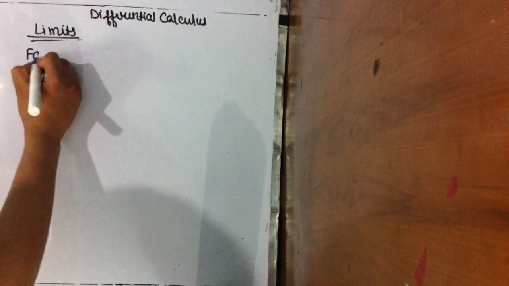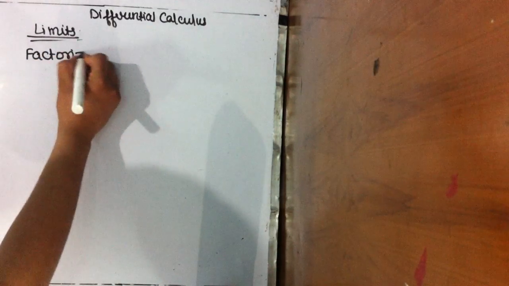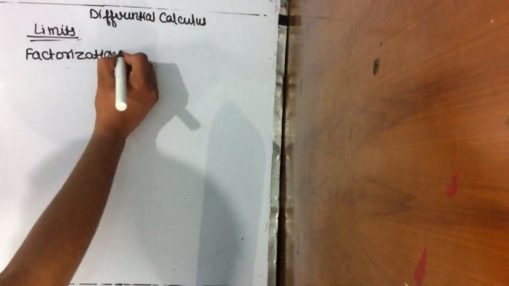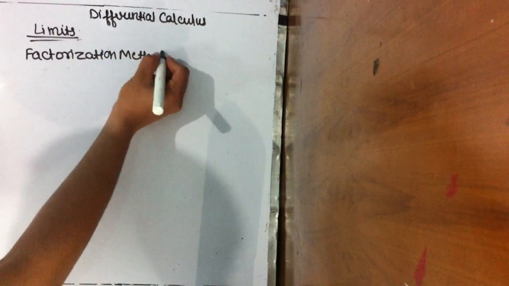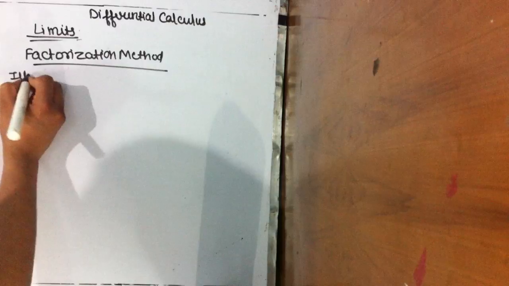Now let's continue. Now we'll look over each and every method of evaluating limits. The first and foremost method is the factorization method. Illustration 1.